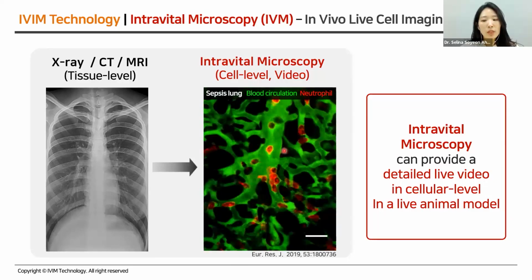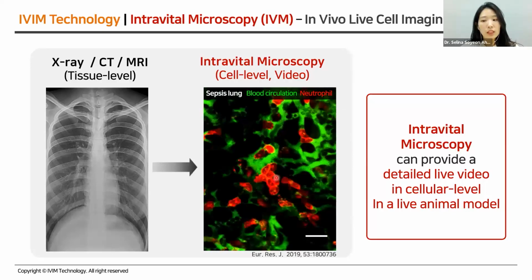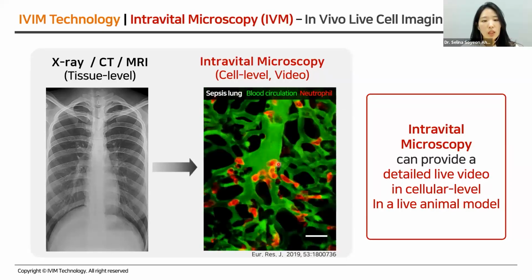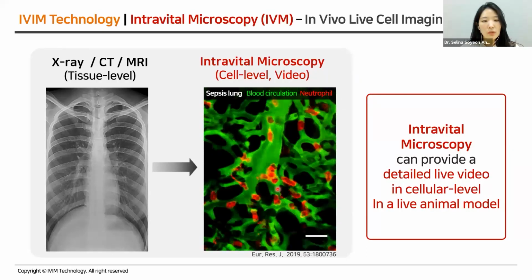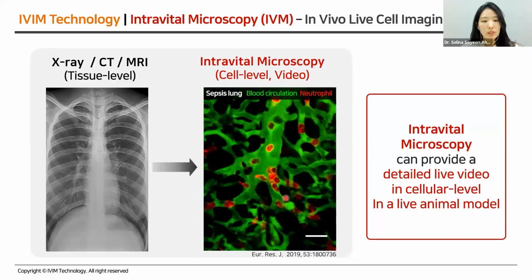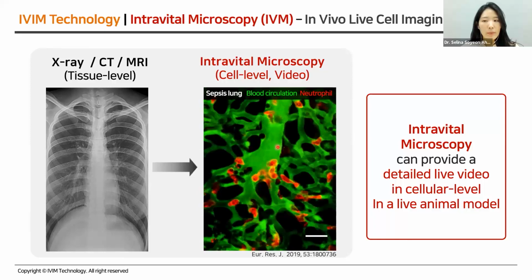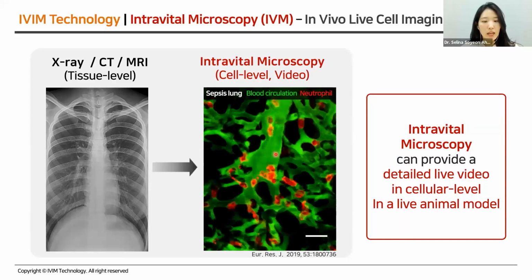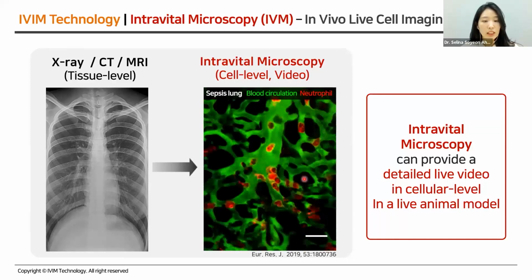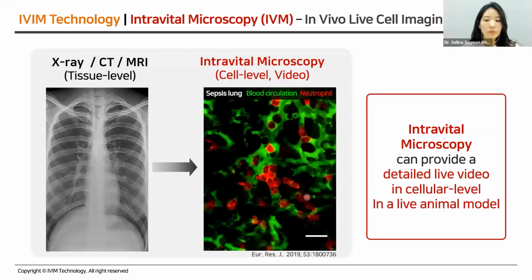This example video shows how red neutrophils inside of the vessel can form a cluster and block the green blood circulation in the lung of a sepsis animal model. Thereby, intravital microscopy can provide a detailed live cell video of the disease development at the cell level.